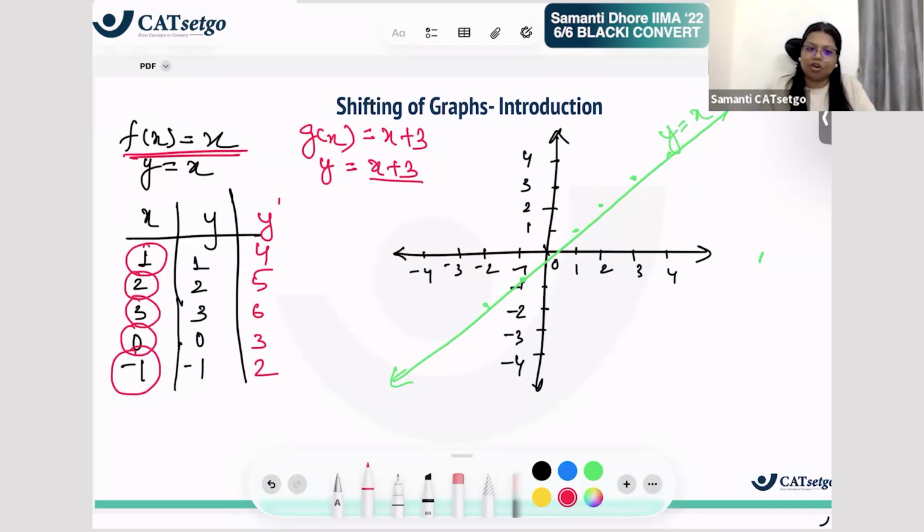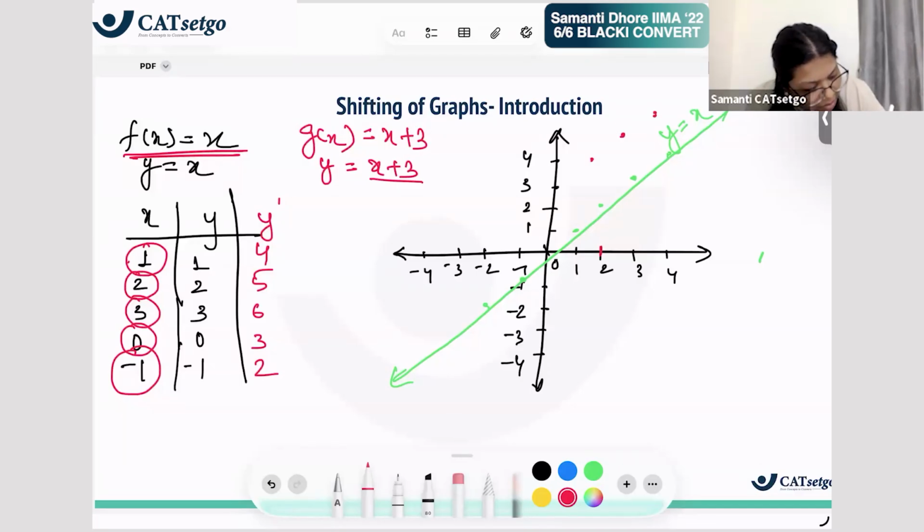So if I have to draw its graph, how will it be drawn? When x is 1, y is 4. So let me draw. When x is 1, my y is 4. When x is 2, my y is 5. When x is 3, my y is 6. Right?